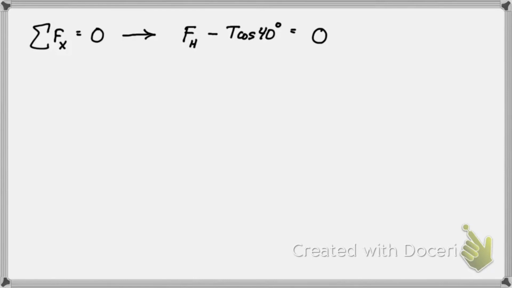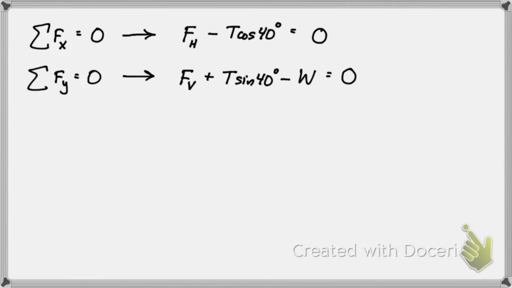For the vertical, up is positive, down is subtracted. So we're going to set all of that equal to 0 also. We've got the bolt force going up. We have a component of tension also going up. And then we have the weight, which is going down, which is why it's subtracted from the others.